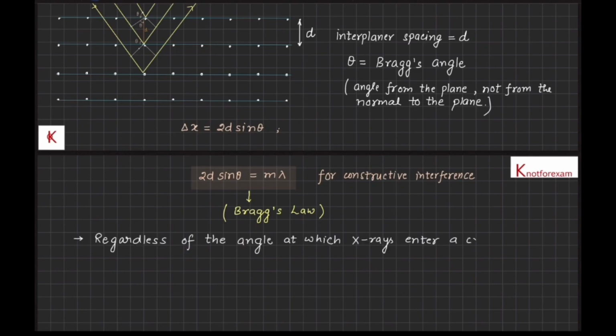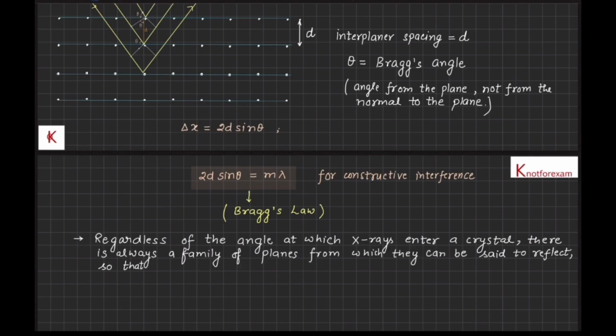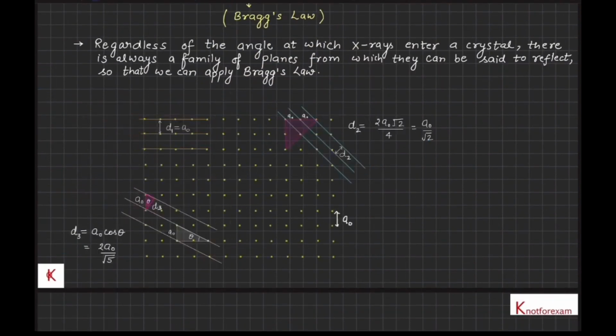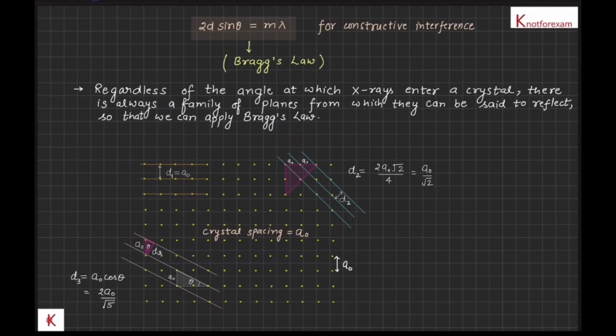Also, regardless of the angle at which X-rays enter a crystal, there is always a family of planes from which they can be said to reflect, and by applying Bragg's law, we can find the crystal spacing of different families of planes, and by this we can know all the geometry of the crystal. So let's take a look at the following diagram to see the different families of planes and the interplanar distance in terms of crystal spacing A0. Bragg's law discussed above is central to the field of X-ray crystallography, which is used to identify the atomic and molecular structure of the crystal.